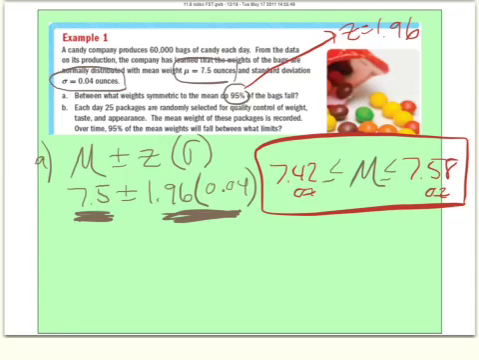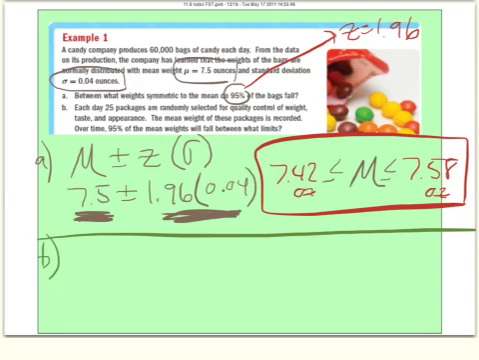Okay, let me show you the difference with Part B. Part B is going to use the other formula. It says each day 25 bags or packages are randomly selected for quality control of weight, taste, and appearance. The mean weight of these packages is recorded over time. 95% of the mean weights will fall between what limits?